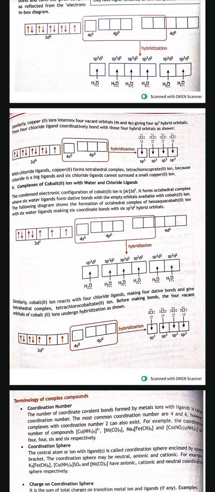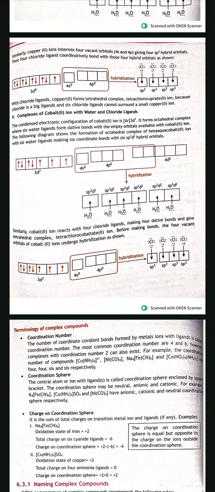Complexes of cobalt 2 ion with water and chloride ligands. The condensed electronic configuration of cobalt 2 is 3d7. It forms octahedral complex with 6 water molecules to form dative bonds, and the following diagram shows the formation of octahedral complex, which is hexaaquacobalt 2. So the geometry will be sp3d2, and cobalt will also form the complex with 4 chloride ligands to form tetrachlorocobaltate 2 ion.